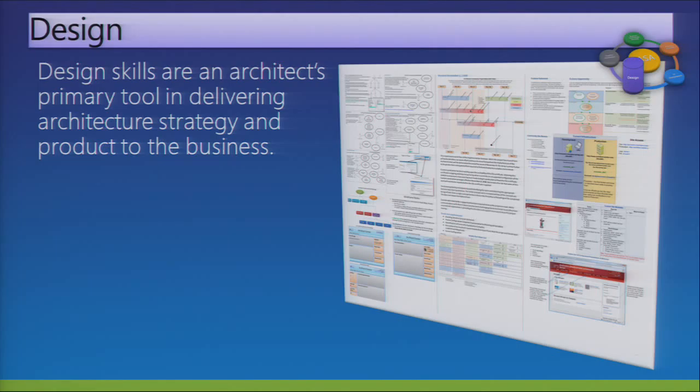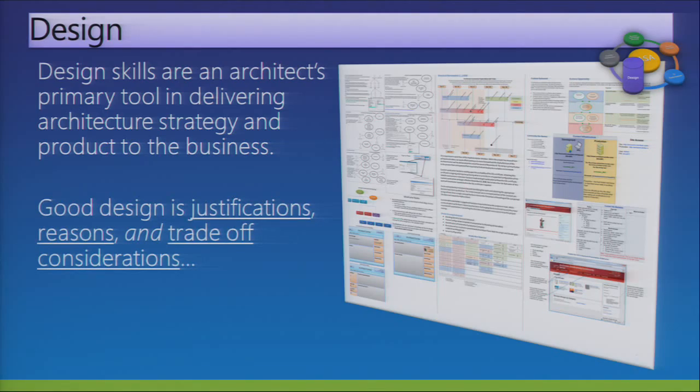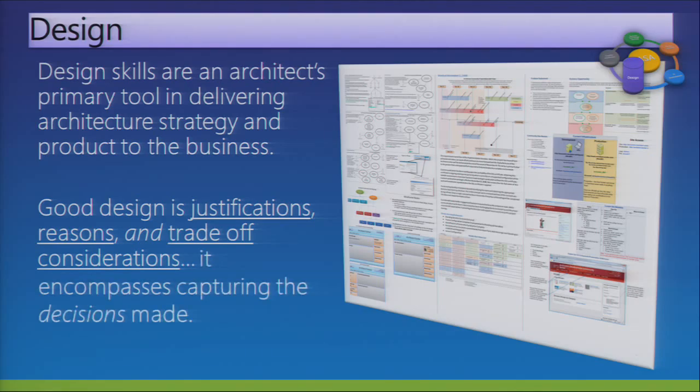Design skills are an architect's primary tool in delivering architecture strategy and product to the business. I love the word the ISA use consistently. They're going with the theme that you are a technology strategist for the business. Your design is a strategy that you're delivering to the business. Good design is justifications, reasons, and trade-off considerations. And another way to put it, it encompasses capturing the decisions made.